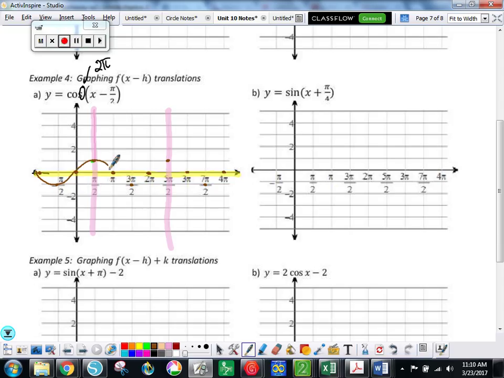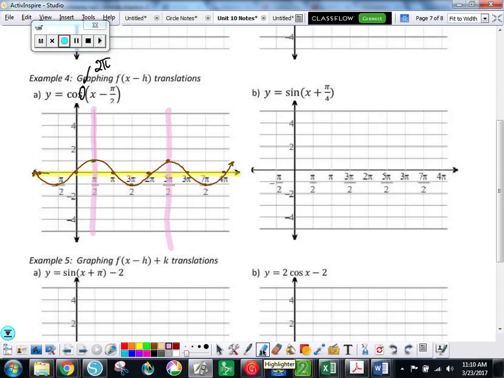What function does this one look like? Once we shift it pi halves that way, it now looks like the what function? The sine function. So that's how I would deal with any sort of horizontal changes. So let's do it again. This one's moving pi fourths where?